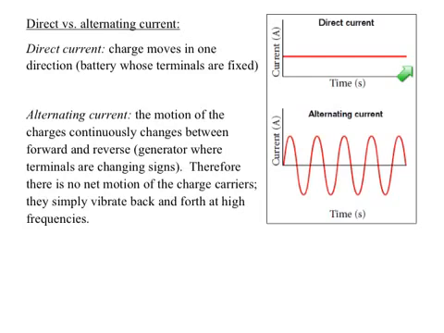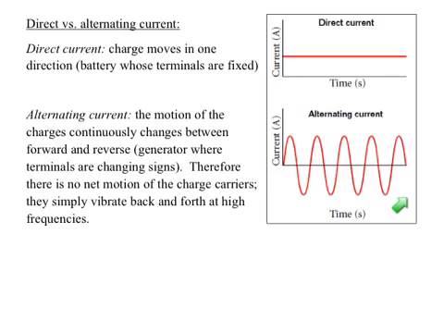Now, AC current, or alternating current, is the motion of charges that continuously change between forward and reverse. And the idea is like a generator whose terminals are changing. So think about a positive and negative end of a battery. The electrons are going to want to flow toward the positive end, right? But then imagine if that end kept switching. The electrons are going to go back, then forth, then back, then forth. The idea of alternating. Electrons are going back and forth like this.